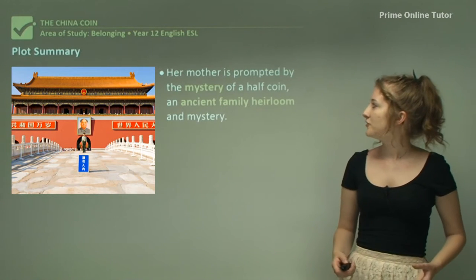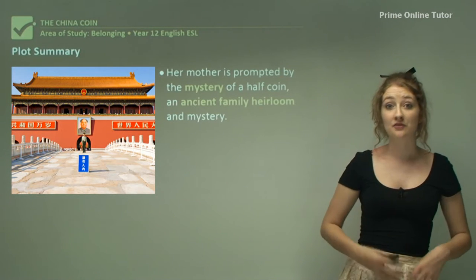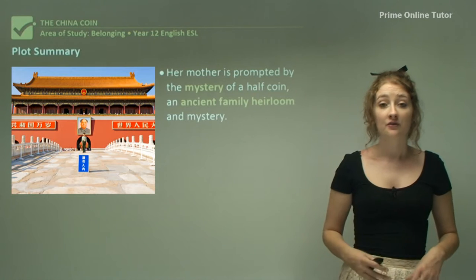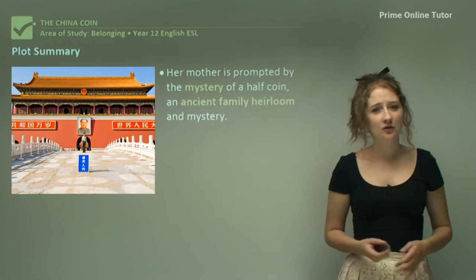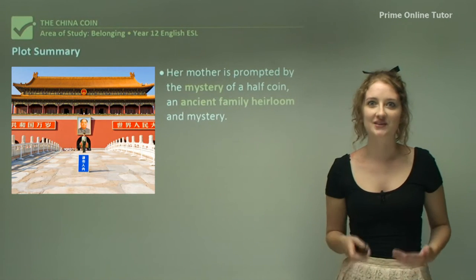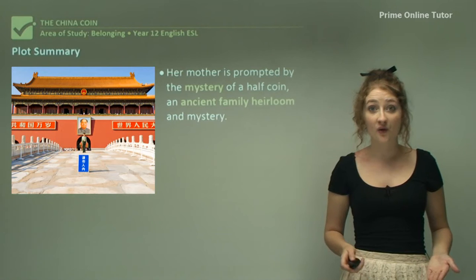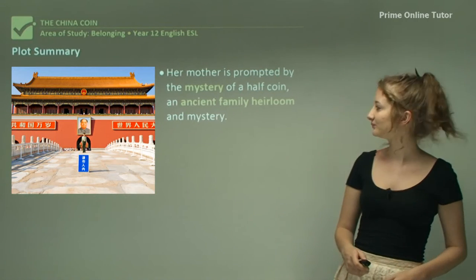Her mother is prompted by the mystery of a half coin. Now this is a coin which has been a sort of relic, passed down through their family, and it's an ancient family heirloom and also a mystery. So something which the mother really wants to solve and get to the bottom of. What is this half coin? Why is there only half of it, and what does it mean for their family?